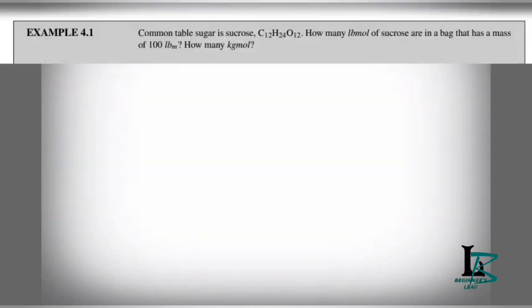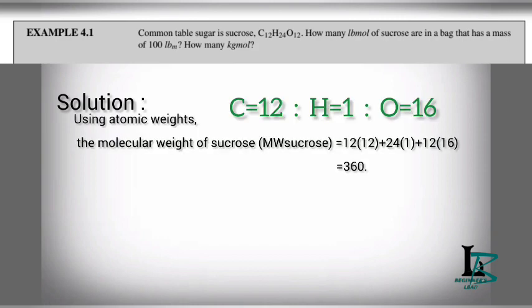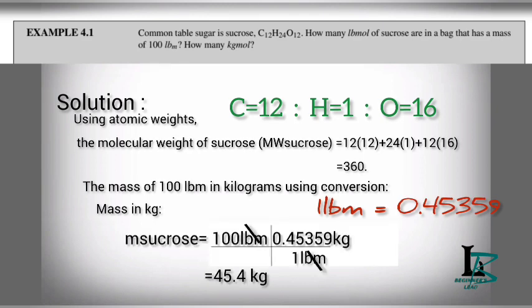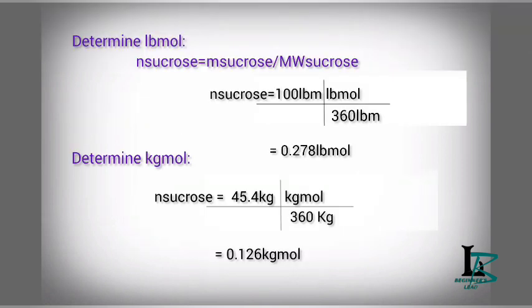Let us now solve example 4.1, where common table sugar sucrose is given with its mass as 100 lbm, and we have to calculate the number of moles in kg mole and lb mole. For the solution, we know the atomic weights of carbon, hydrogen and oxygen. Using these, we can calculate the molecular weight of sucrose. Now we convert the 100 lbm mass into kg using the conversion factor, where lbm and lbm have to cancel each other to get it in kilogram. Now we can easily calculate the number of moles in kg mole and lb mole using the number of moles equation.